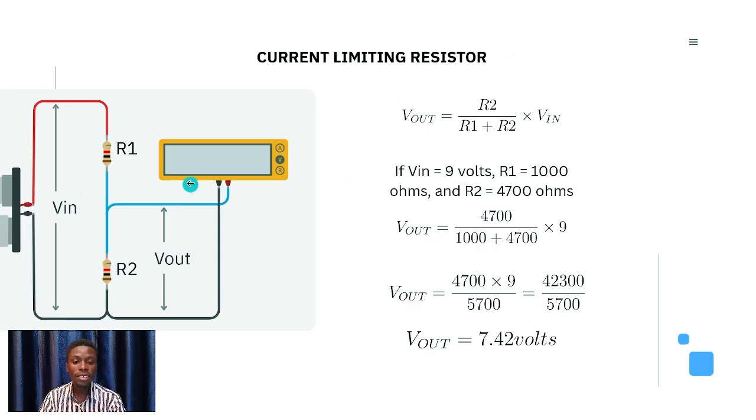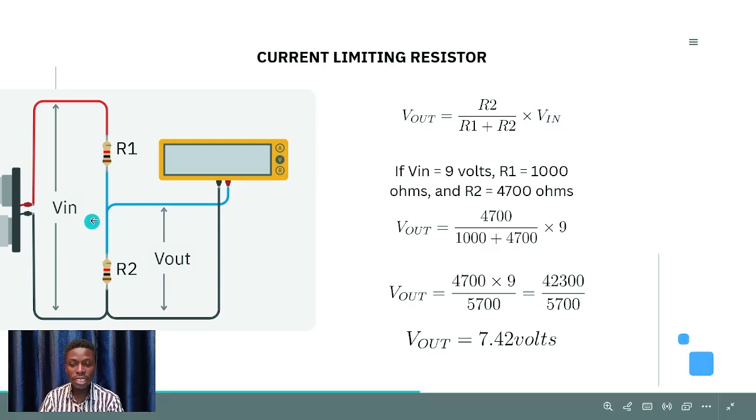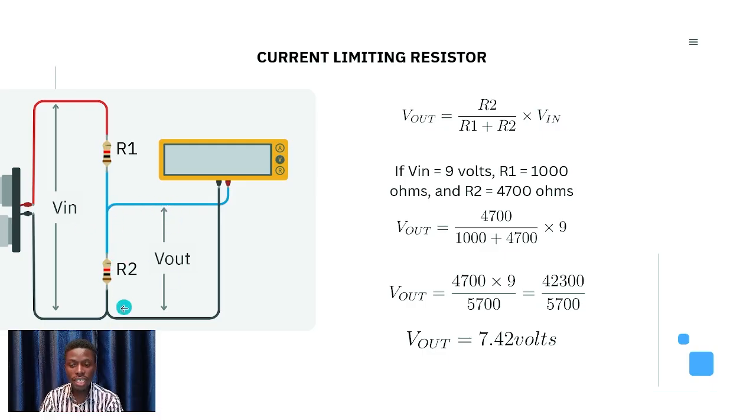Alright, so the output voltage that you will see here is equal to R2, that is the value of this, divided by the value of this plus this, multiplied by the input voltage. Let me come again. The output voltage between the two resistors is equal to R2, divided by the sum of R1 plus R2, multiplied by the input voltage.